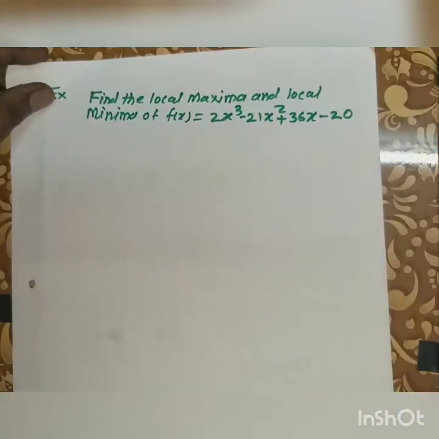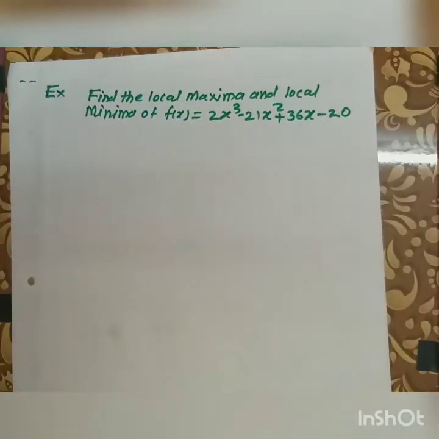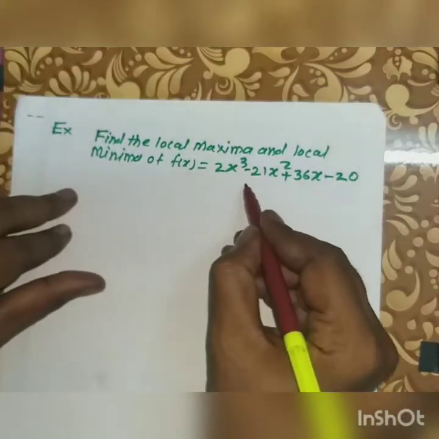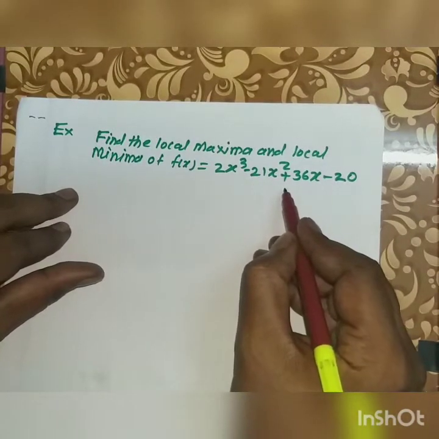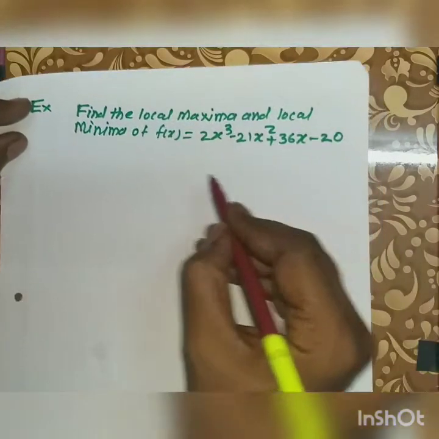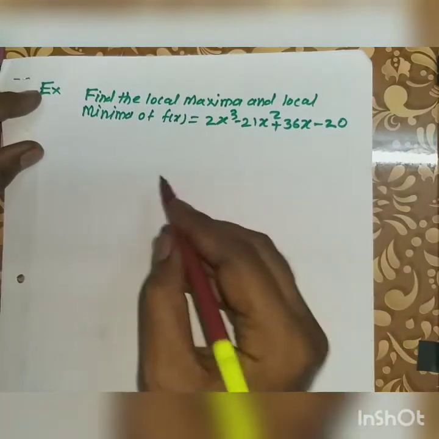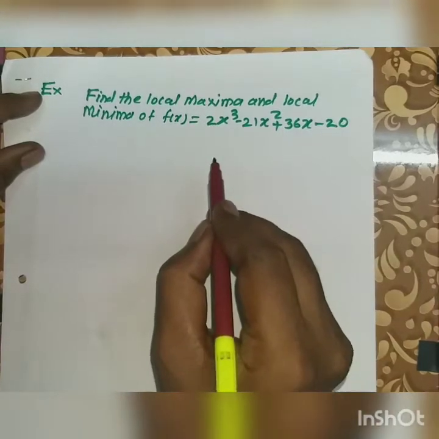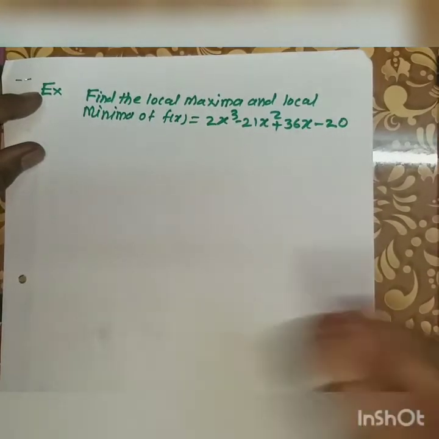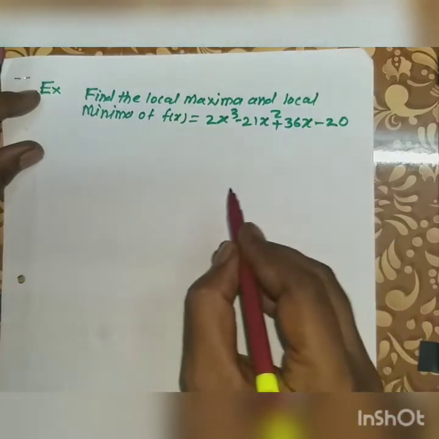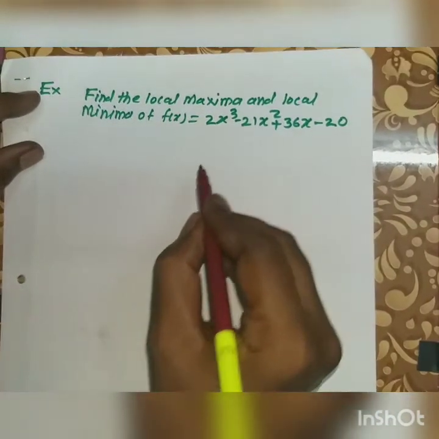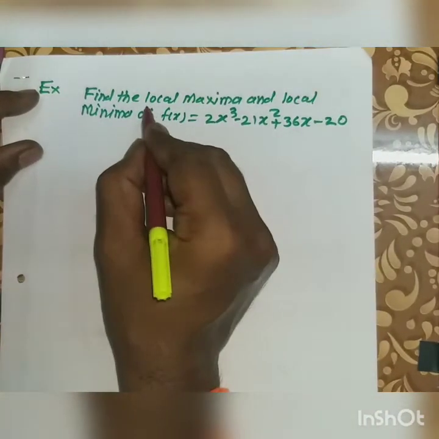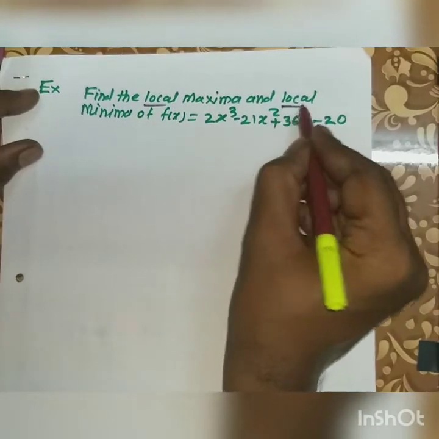Here the example is, find local maxima and local minima of f of x is equal to 2x cube minus 21x square plus 36x minus 20. Local maxima, local minima means in given interval the function is maximum and minimum. There are possible points, and in a given interval there are 1 or 2 or 3 points. At that point, find maxima minima, which is called the local maxima or local minima.